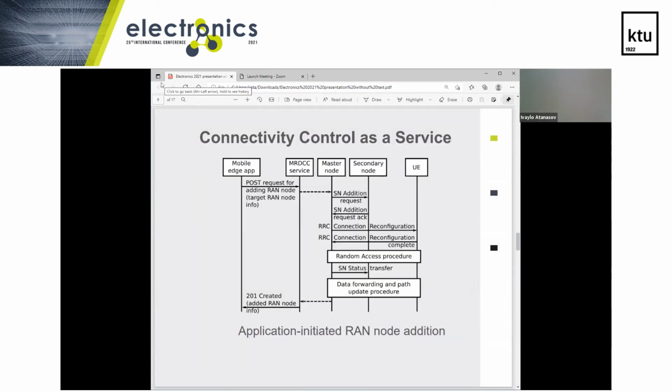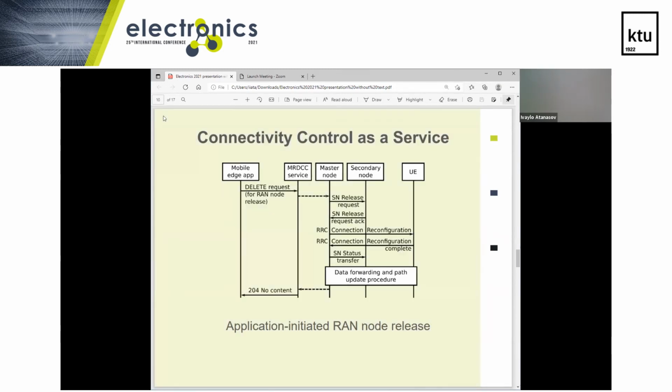The logical representation of entities related to connectivity management are described as resources. So the resources are manipulated by the well-known hypertext transfer protocol methods. When the application decides to provide additional resources from a target node to the user equipment, it sends a POST request for adding the target node to the node which is at the moment the master node, and the secondary node addition or modification procedure is executed in the network.